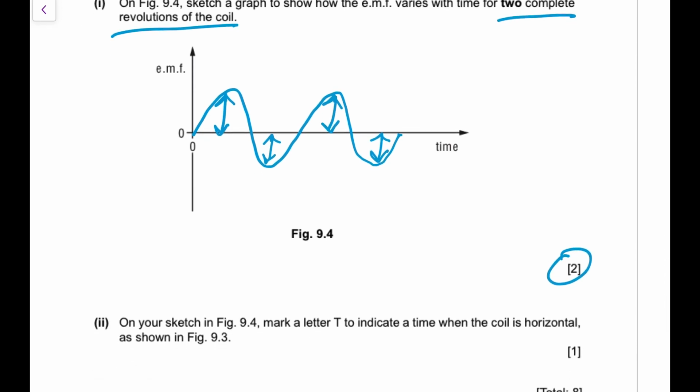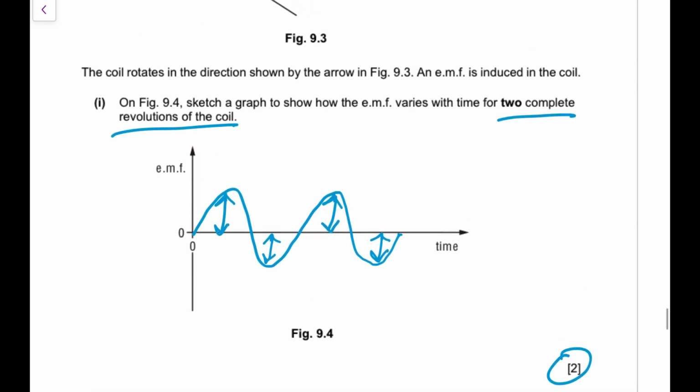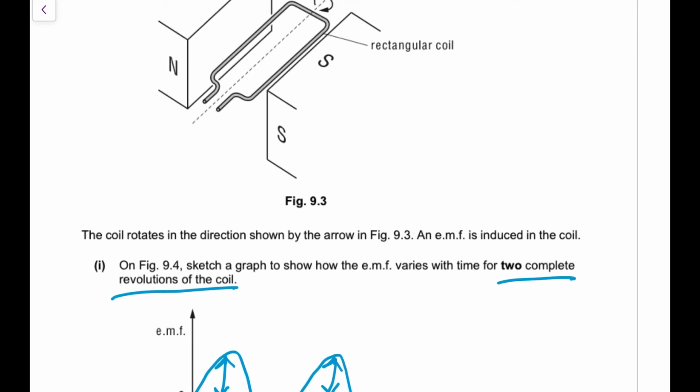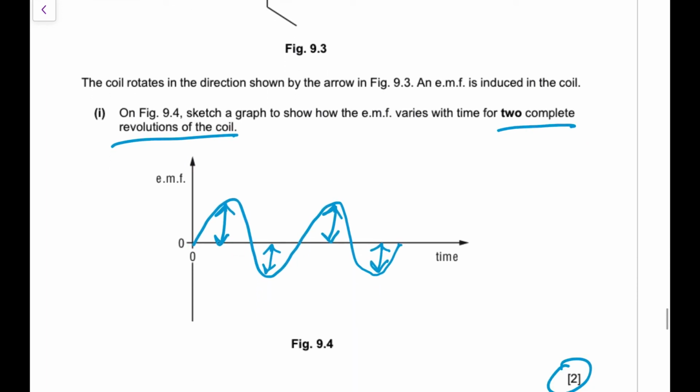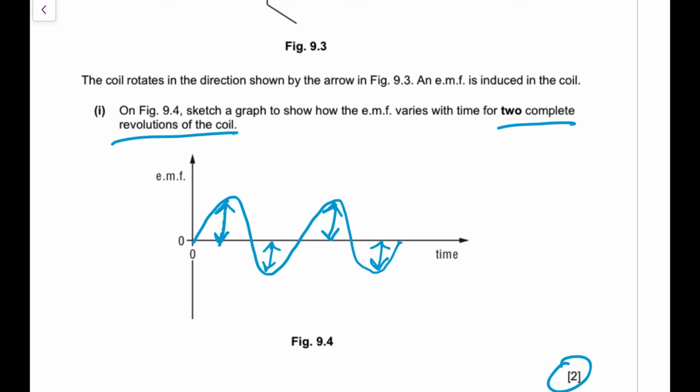2. On your sketch in figure 9.4, mark a letter T to indicate a time when the coil is horizontal as shown in figure 9.3. Now when the coil is horizontal like that, it is going to be cutting the maximum number of field lines, which means a maximum amount of EMF is going to be induced, right? And so that is going to be at a time when the EMF peaks. So this can be this particular time or this time, any of them. The EMF can be positive or negative, doesn't really matter. It has to correspond to a time where the EMF peaks.